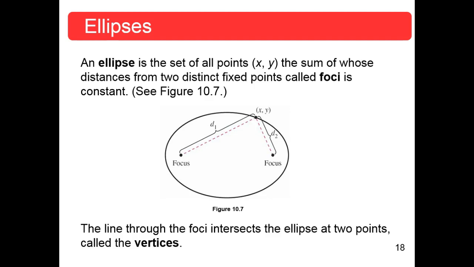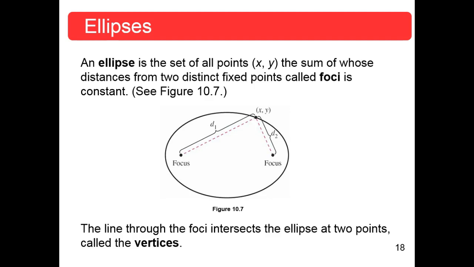Ellipses. Here's a definition of an ellipse. An ellipse is a set of all points x, y, the sum of whose distances from two distinct fixed points is constant. The two points are called foci, each point is a focus, plural for focus, okay? The sum of whose distances from the two distinct fixed points is constant. They've got all these other phrases in there. The sum is constant. D1 plus D2 is a constant. Okay?